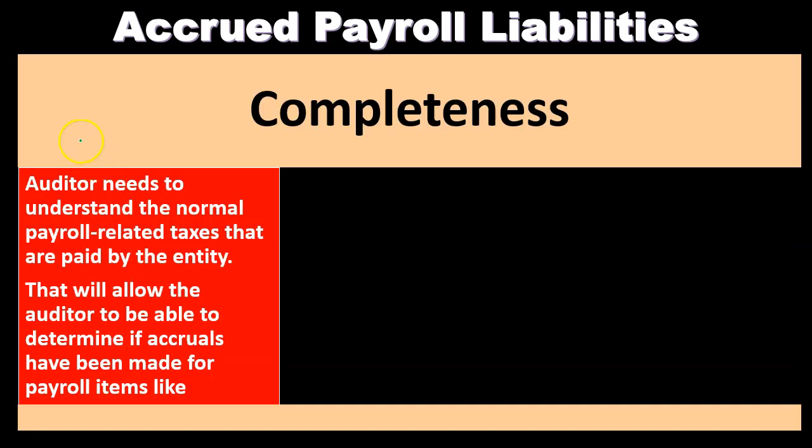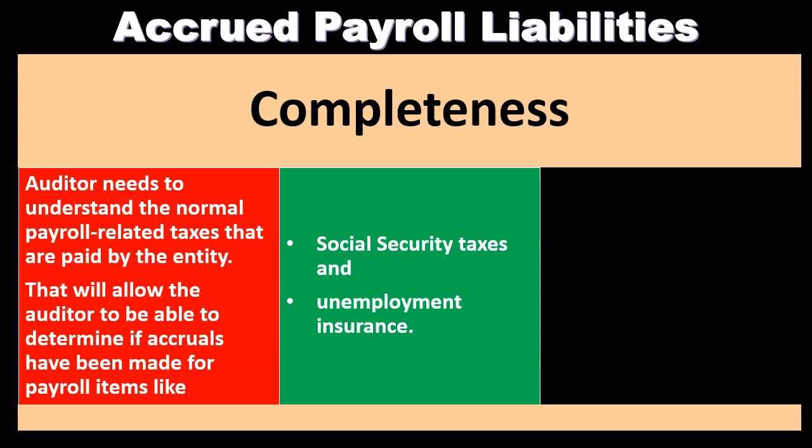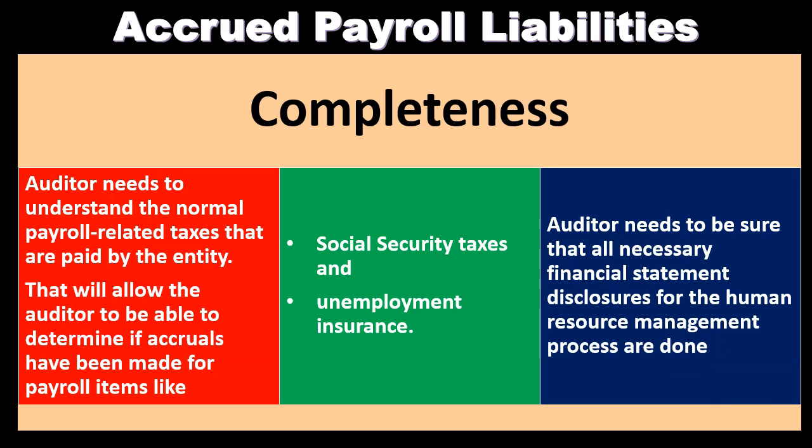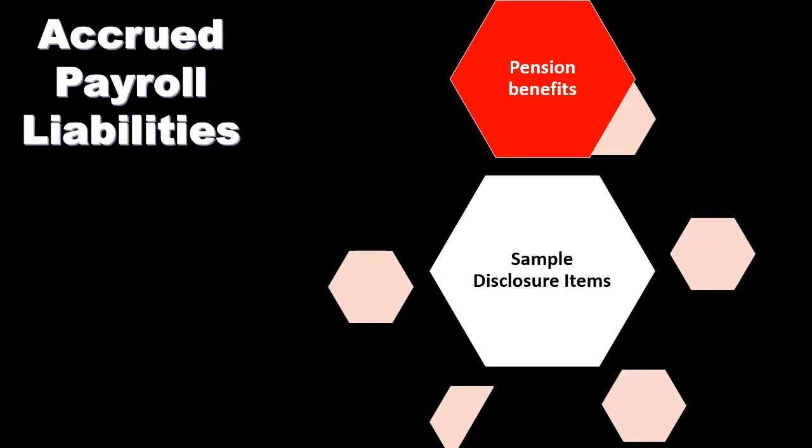Now we look at the completeness assertion. The auditor needs to understand the normal payroll-related taxes that are paid by the entity. That will allow the auditor to be able to determine if accruals have been made for the payroll items such as Social Security taxes and unemployment taxes. So we can go through and then get an understanding if the accruals related to Social Security and unemployment are done correctly. And then, of course, the auditor needs to be sure that all necessary financial statement disclosures for the human resources management process are done as well.